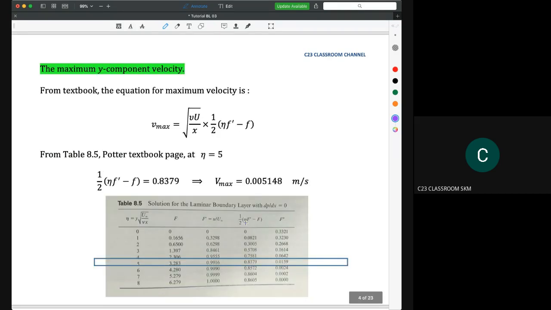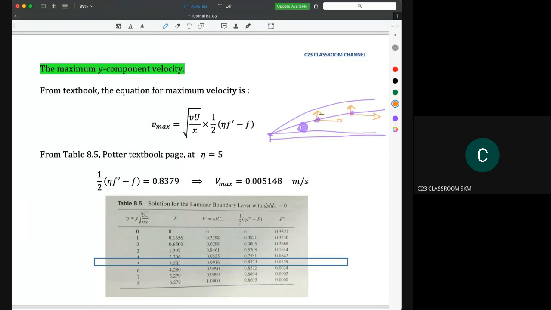Okay, next, we are going to calculate the maximum y component velocity. So here, the word maximum, the y component velocity, you must know that if one molecule moves, for example, we have a flat plate here, this is the boundary layer. So what you learn in ideal flow in chapter 1 and chapter 2, if some movement from here to here, for example, for sure it has a component of x and it has a component of y.